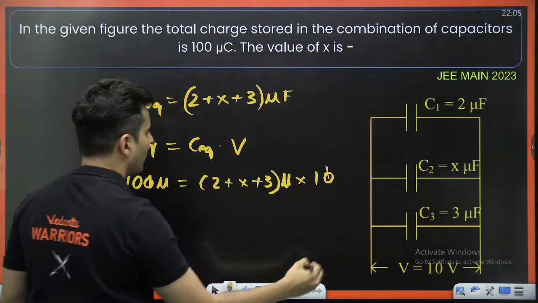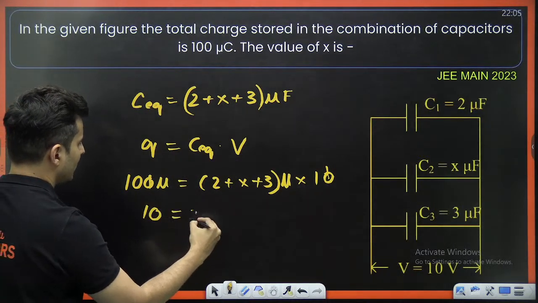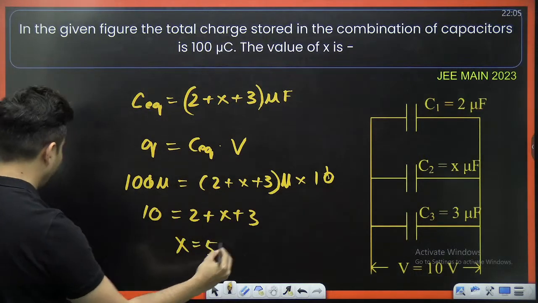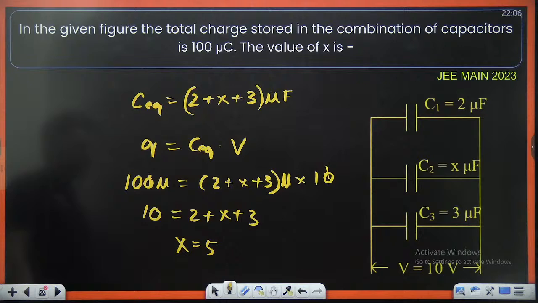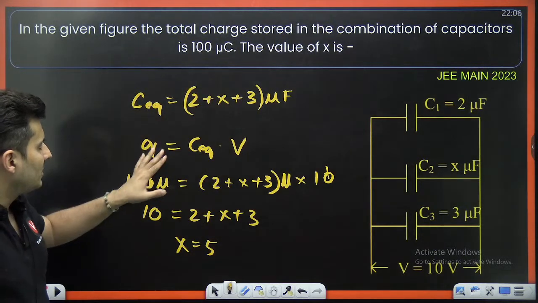So 10 cancels. So you will get this. So 10 micro also cancels. 10 is equal to 2 plus X plus 3. So X should be 5. Just check it out. Oh, sorry. Something is wrong. Something went wrong maybe, or maybe the answer given over here is wrong. Okay, so one of them, but otherwise the procedure is correct.